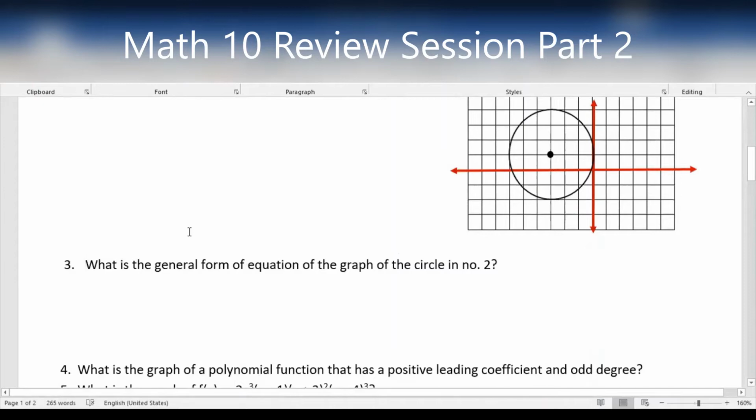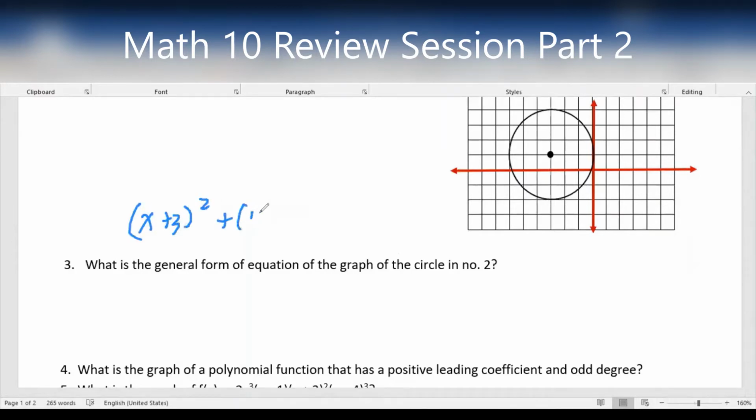So a while ago in number 2, our answer, x plus 3 quantity squared plus y minus 1 quantity squared is equal to 9. So this will be our basis for us to get the general form of the equation of the graph. Let me see who has an answer. None yet. So your answer should be in general form, equal to 0. Everything is on the left.